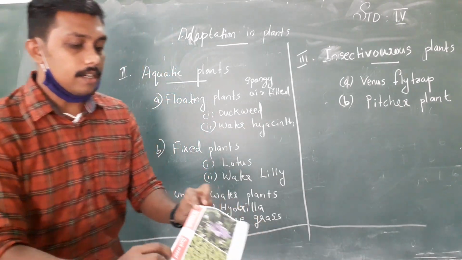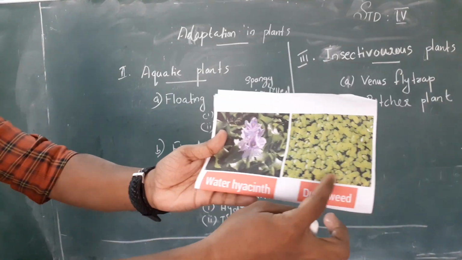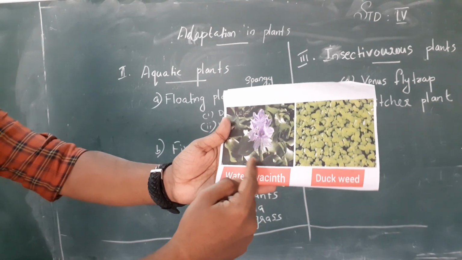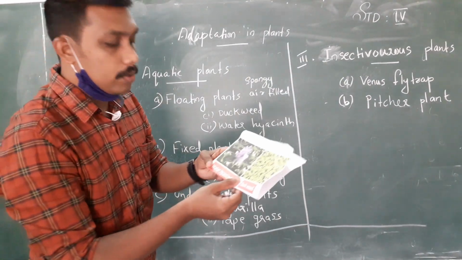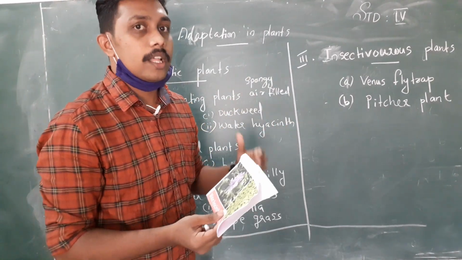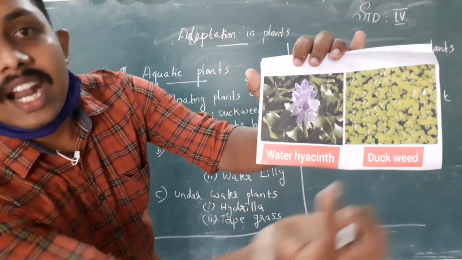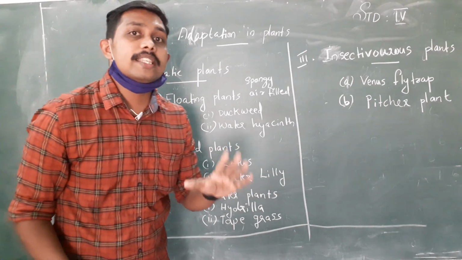So this is the picture of water hyacinth and duckweed. I think you have already seen this plant. Water hyacinth is what we call പായൽ. We have seen പായൽ before, in ponds. So this is water hyacinth and duckweed. Okay. And the next one is fixed plants.